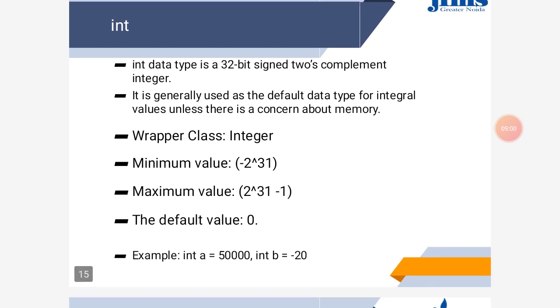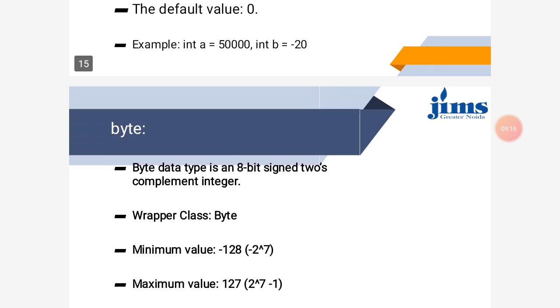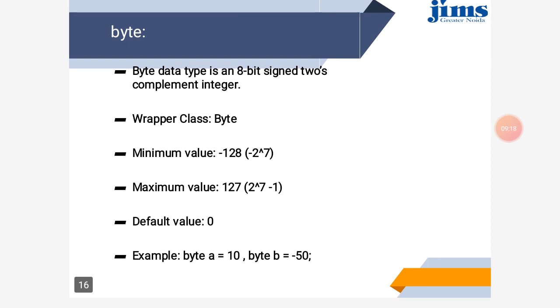So integer is a type, and it has its wrapper class, minimum range, maximum range, and a default value, and the default value is 0. It uses negative as well as positive values. Similarly, for the byte primitive data type also, there is a wrapper class, minimum value, maximum value, and for this also the default value is 0.